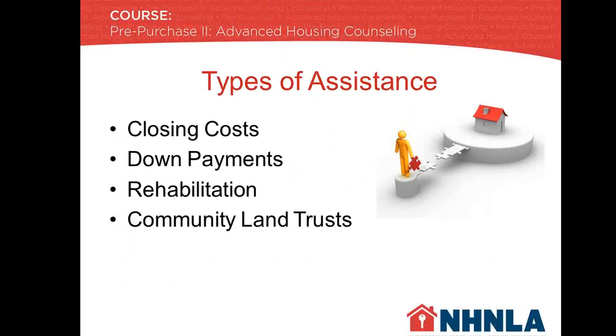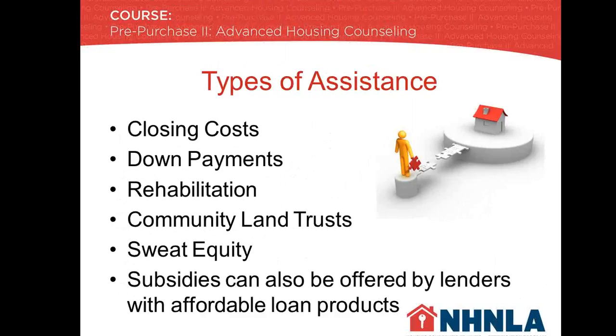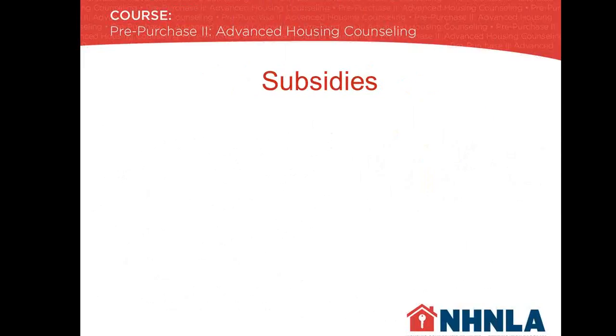There are some subsidies for community land trusts and some programs that allow for sweat equity that we talked about before. These subsidies come through federal, state, and local sources, often are funneled through nonprofits, but they also can be offered through lenders who are offering affordable loan products.